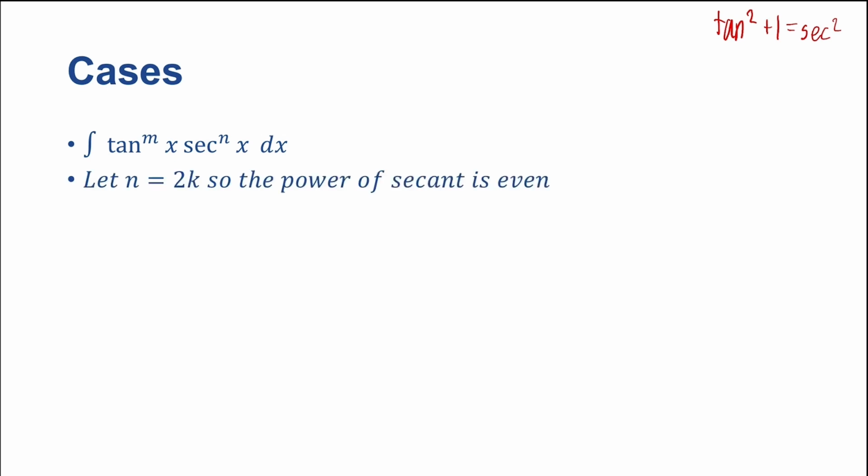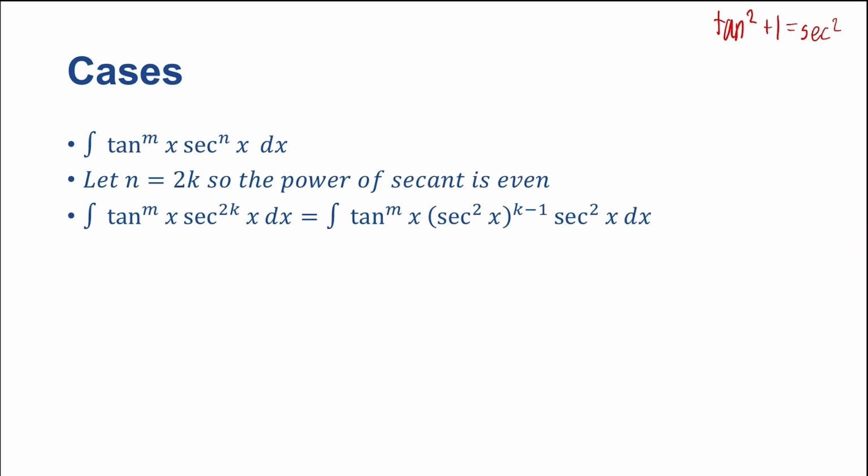Let's say we have the case where n is equal to 2k, so the power of secant is even. If the power of secant is even, then as you remember from sine and cosine, we're trying to get into a place where we can do u sub and use the Pythagorean identity. So the integral of tangent to the m of x times secant to the 2k of x dx is equal to the integral of tangent to the m of x, and then we take out a secant squared, and use the rest to put into a secant squared to the k minus 1 power, times secant squared of x dx, right?